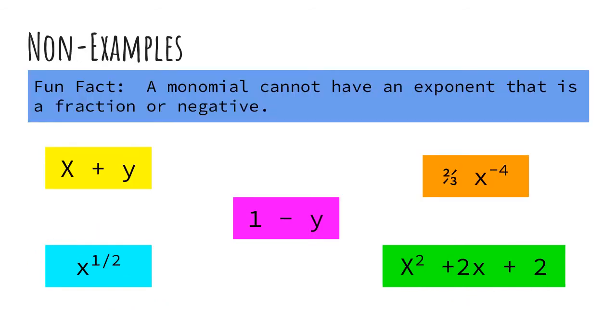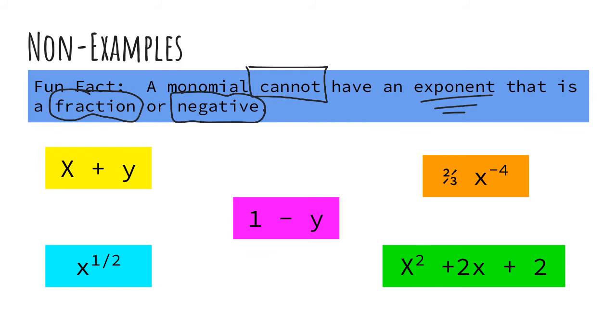So here are some examples that would not be monomials. And a fun fact, a monomial cannot have an exponent that is a fraction or a negative. Now we will deal with negative exponents this unit, but a monomial cannot have one technically.